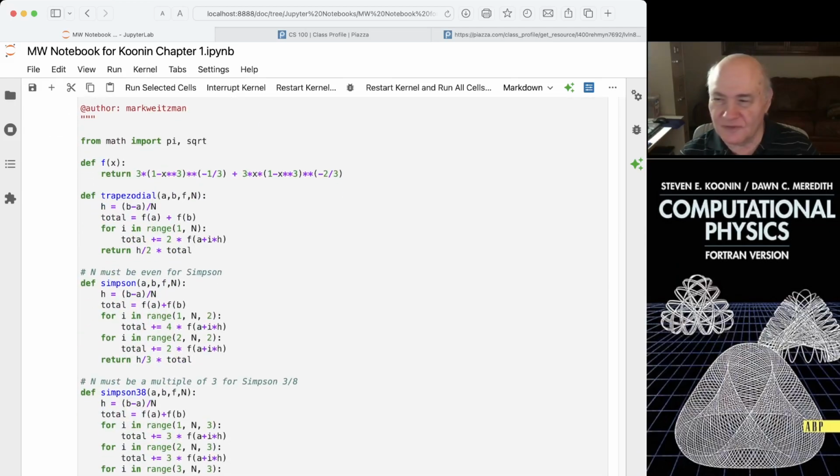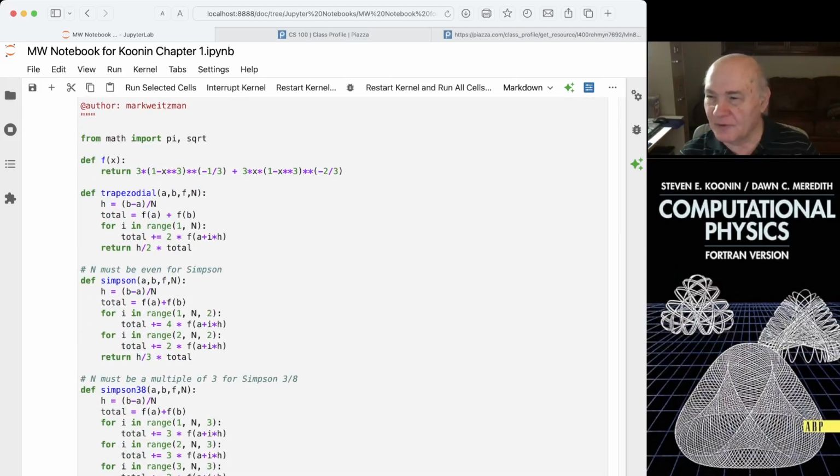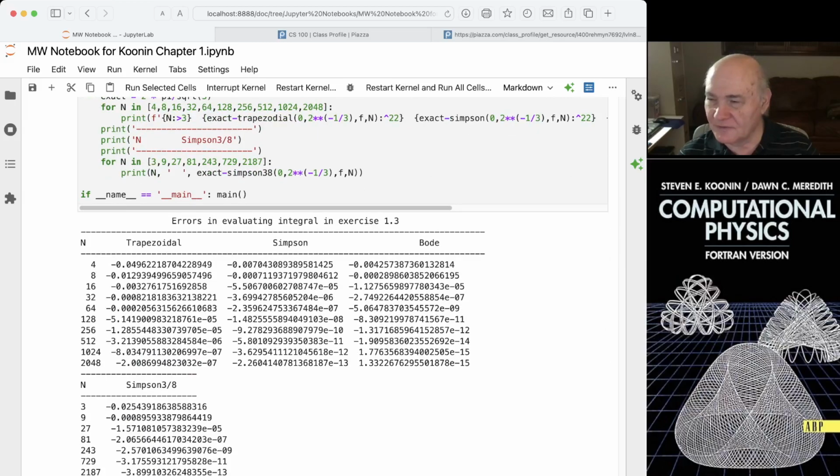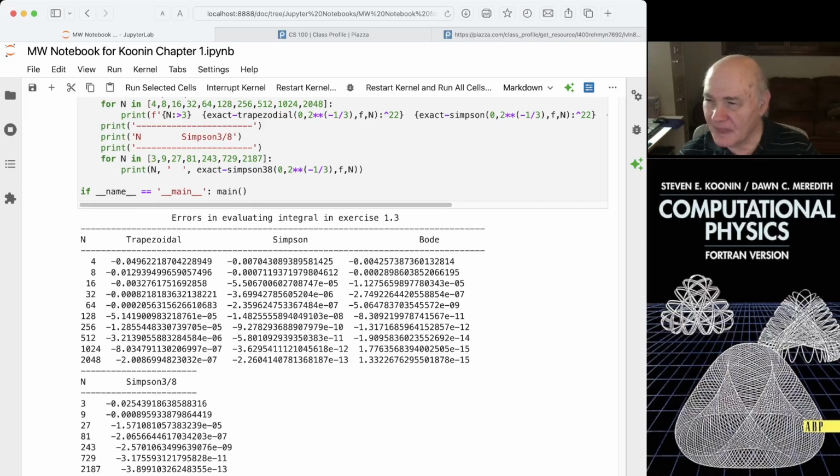This code is basically a copy of the previous program. I just changed the function at the top. Then you can do it again, and let's look at the results. Again, these are errors. If you look at the trapezoidal, it takes a while to get to 10 to the minus 6, it takes 512 intervals. At 2048 points, we're down to 10 to the minus 7th.